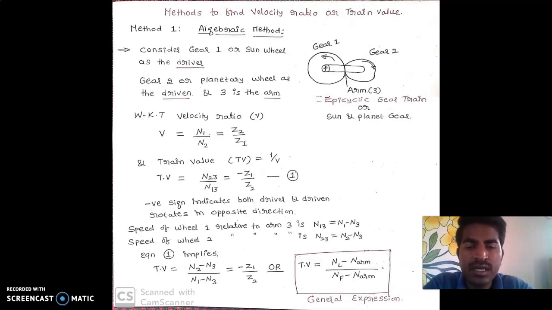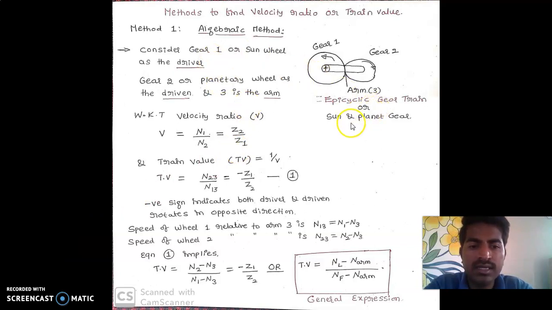In the previous class we have studied the types of gear trains and velocity ratio as well as train value. In this lecture we shall discuss the very important methods to find the velocity ratio as well as the train value. The very first method is the algebraic method. Let us see how we can find the velocity ratio as well as train value in an epicyclic gear train. First, let us consider an epicyclic gear train.